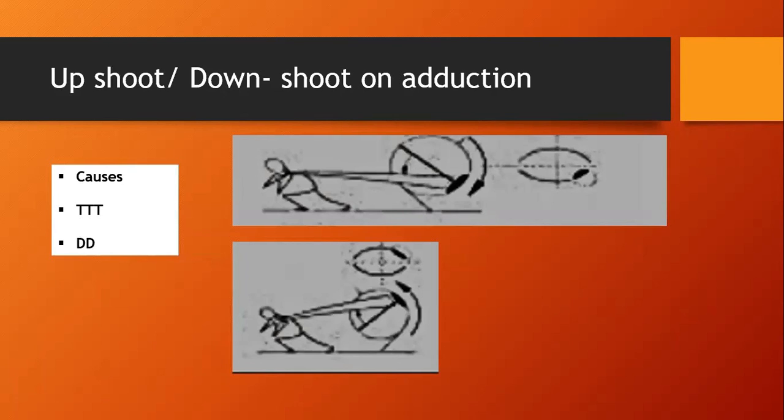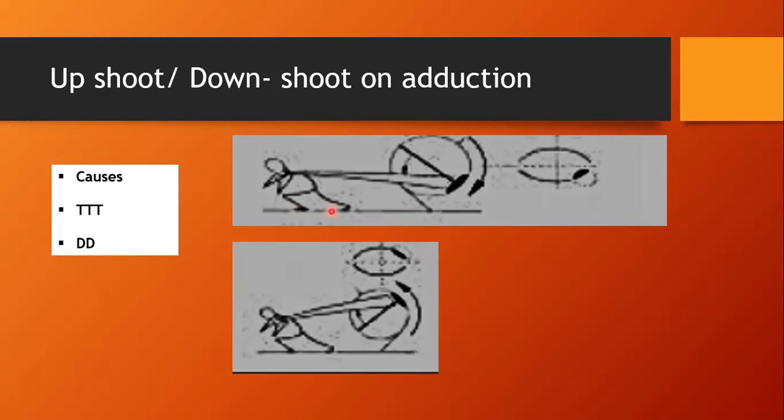Here, there is a list of the causes of upshoot or downshoot on adduction, and one of the main causes is Duane. Sometimes one of the surgical indications in Duane syndrome is the upshoot or downshoot. Sometimes this is the main indication for surgery. Here in this diagram, I don't remember the reference.